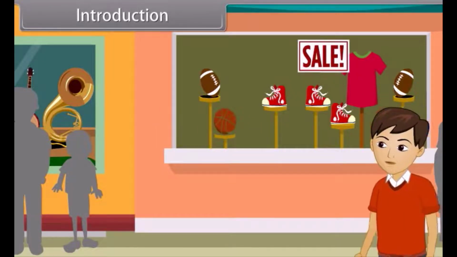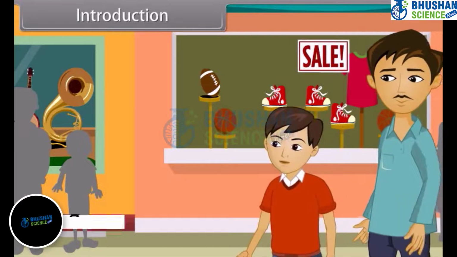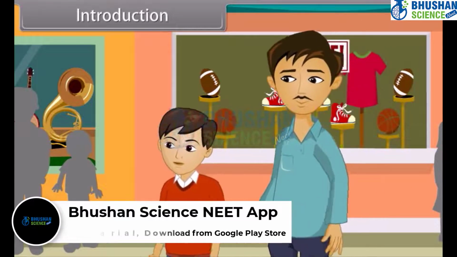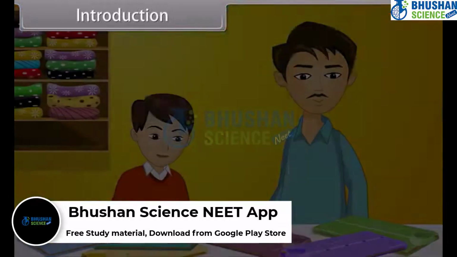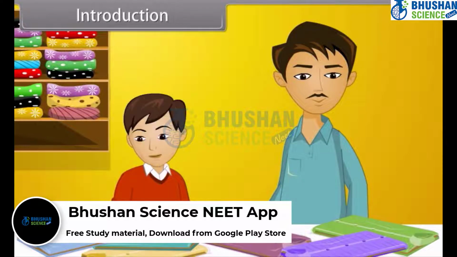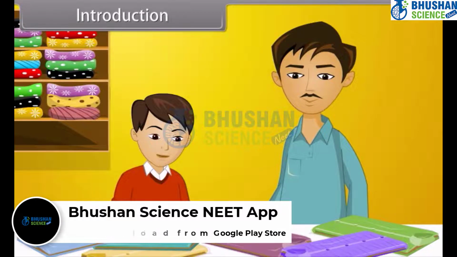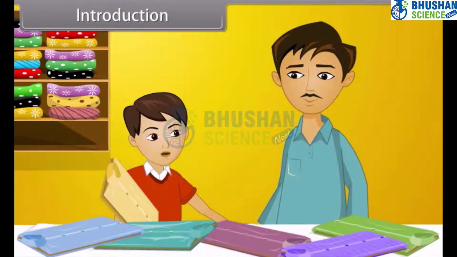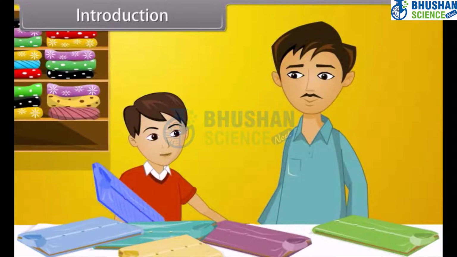Introduction. Today, Tanuj came to the market with his father for shopping. He wants to buy some t-shirts and trousers. He enters a shop and saw a variety of colorful t-shirts. Father, there are so many different colors of t-shirts, and I like the blue one. Okay, son, then we must purchase it.